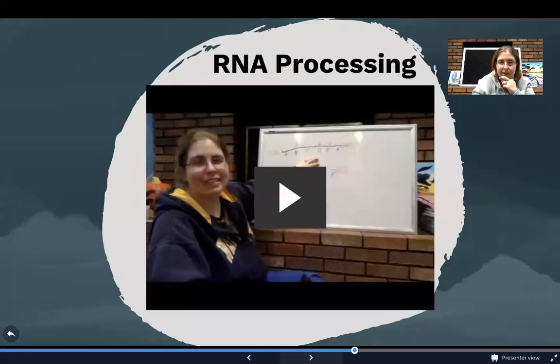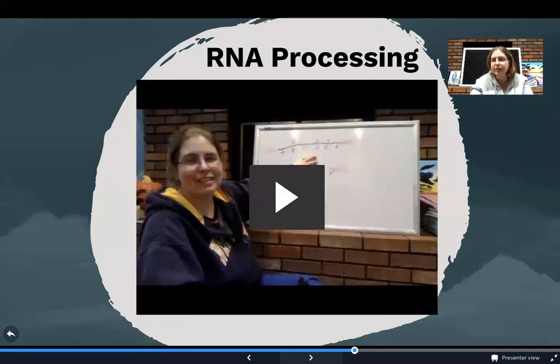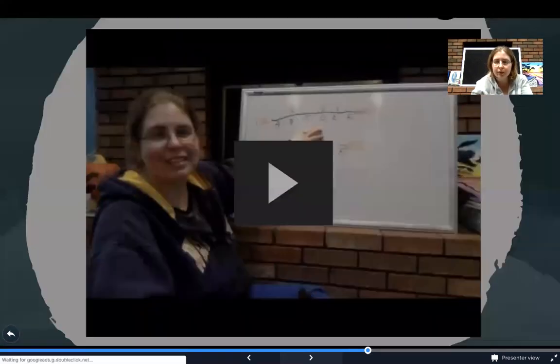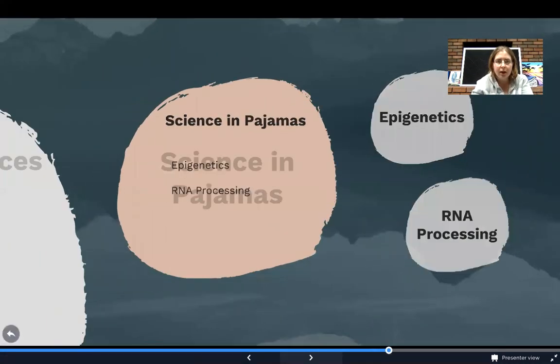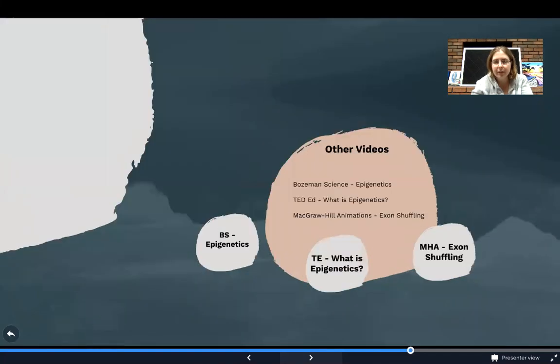Also, RNA processing. We don't just talk about the basics of processing, such as the modified nucleotide cap, the poly A tail, and the intron splicing. It also does go into differential intron splicing, exon shuffling, and things like that. So might be a good one to check out. Very visual. Could definitely help. And then there's also these other videos.